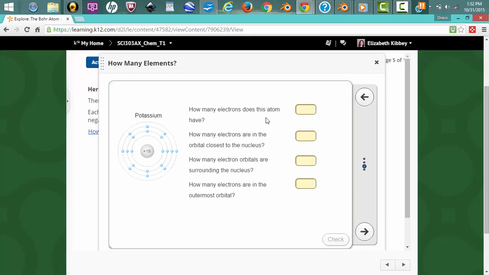Okay, how many electrons does this atom have? Easy, that's 19. How many electrons are in the orbital closest to the nucleus? 2. How many electron orbitals are surrounding the nucleus? That would be 4, I believe, because each ring is an individual orbital, and there look to be 4 of them. How many electrons are in the outermost orbital? That would be 1.